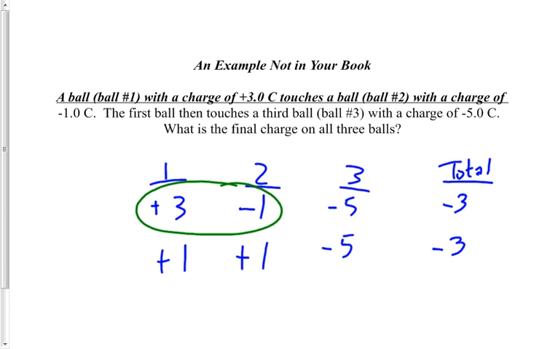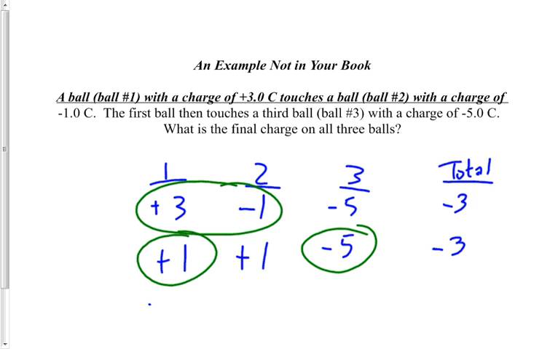Now the first one touches the third one. Plus 1 touches minus 5. The total charge between those two that are touching each other now is going to be what, Travis? Good, minus 4. Now what are they going to balance out to be if that minus 4 is distributed evenly among two charges? Minus 4 distributed evenly among two different charges. Good, minus 2 and minus 2. Does that make sense, Max?